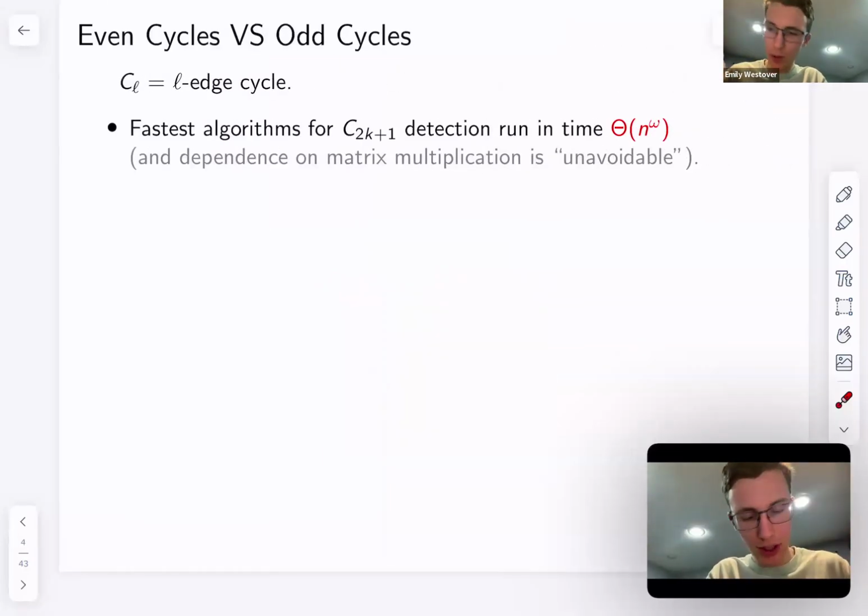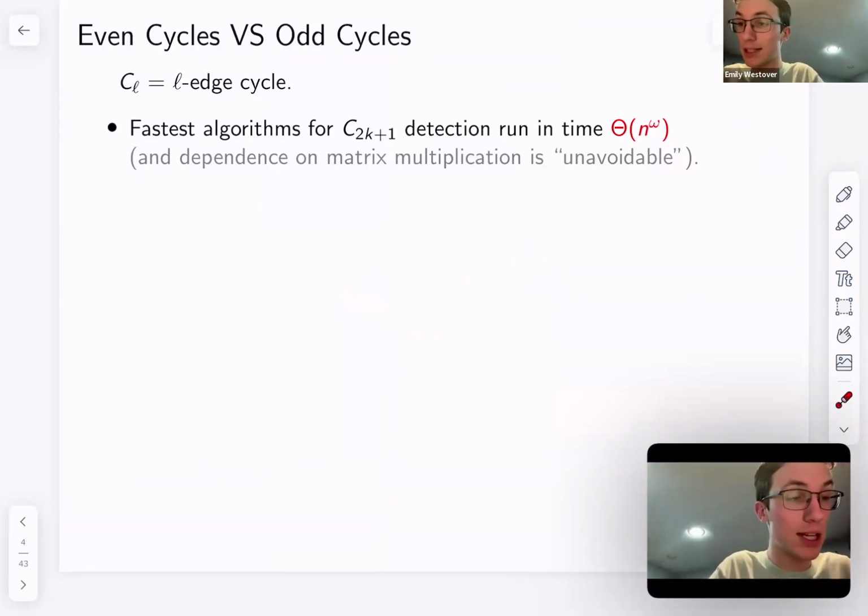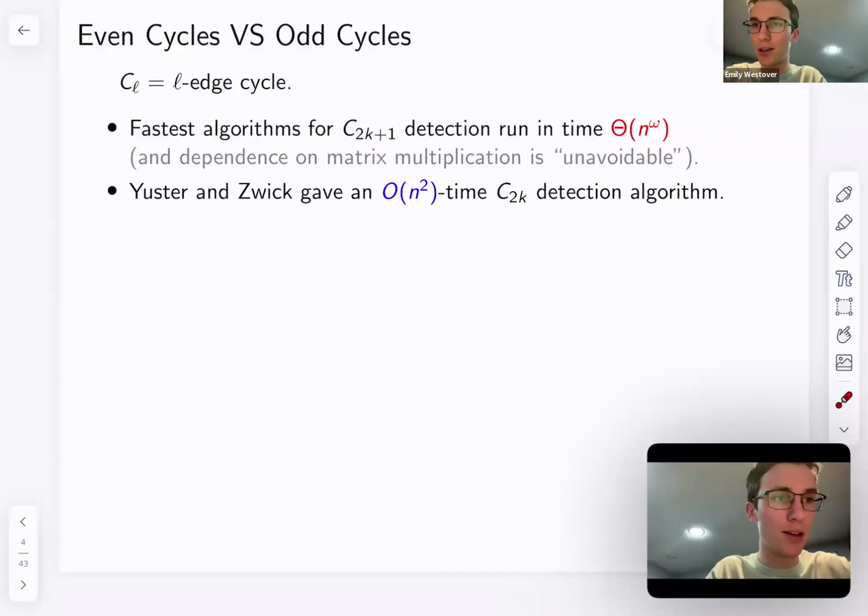To understand why even cycles are really nice, it's useful to contrast them with odd length cycles. For odd length cycles, it turns out that the fastest algorithms for detecting them go through fast matrix multiplication, and this is kind of unavoidable. So we're going to have some running time like N^ω, which is nice, but it seems pretty tricky to improve, and there aren't any cool combinatorial things that you can do. It's this very complicated matrix multiplication stuff.